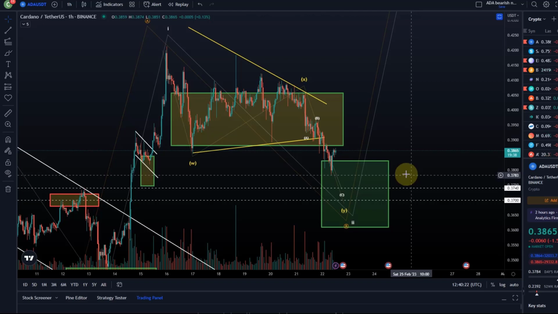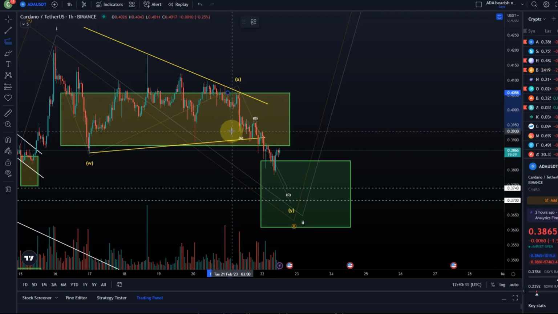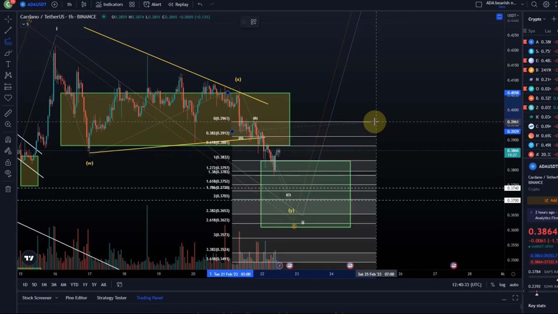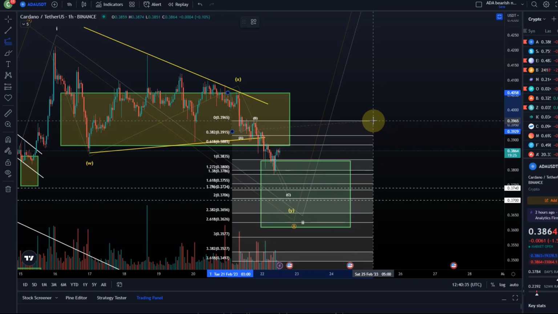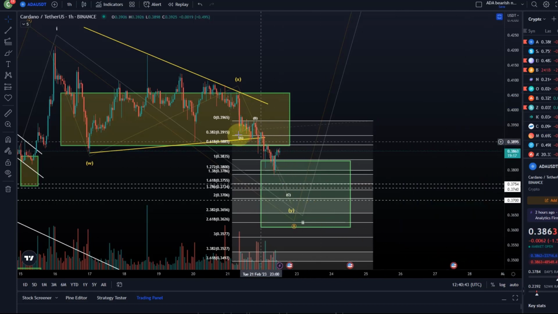Another way to calculate a target could be that we're taking here the length of the A wave and compare it with the length of the B wave. And if we do that, we get the target of 37.5. It's the 1.618 extension. So this is sort of where we currently are. I mean, technically, this could already be over. Yeah, we reached the support area.